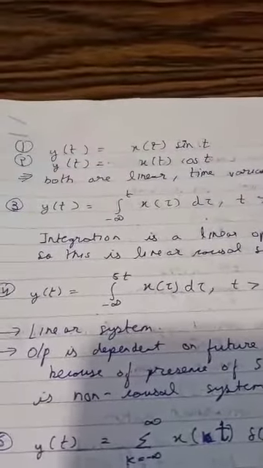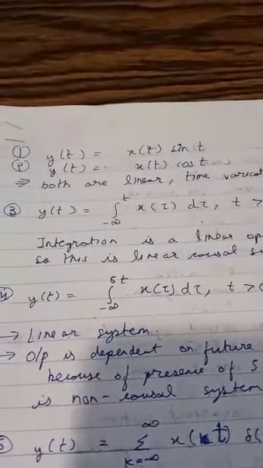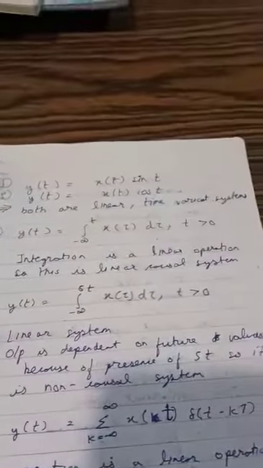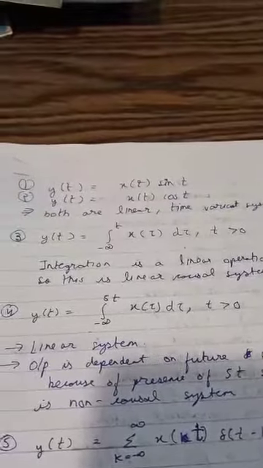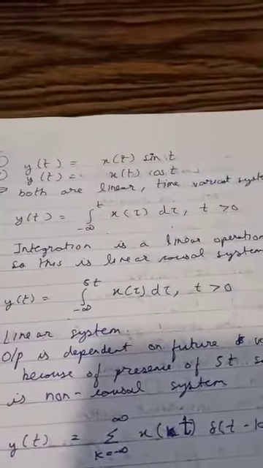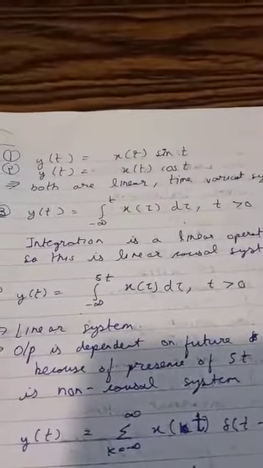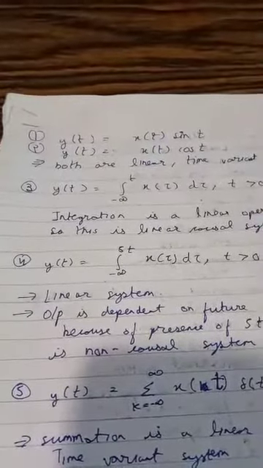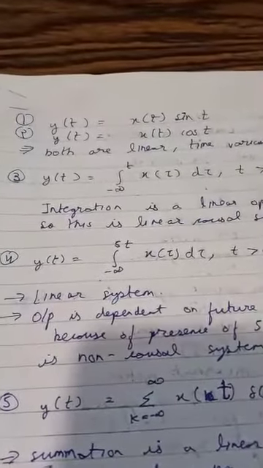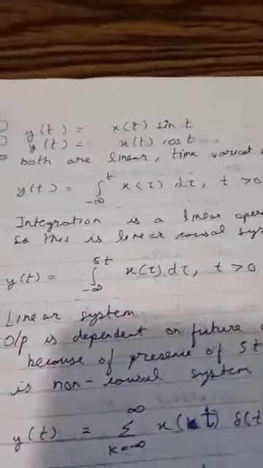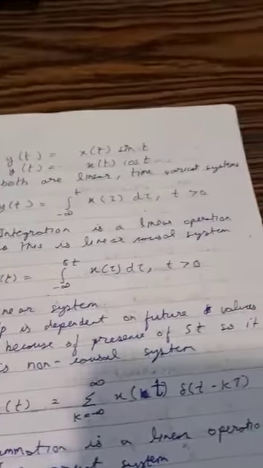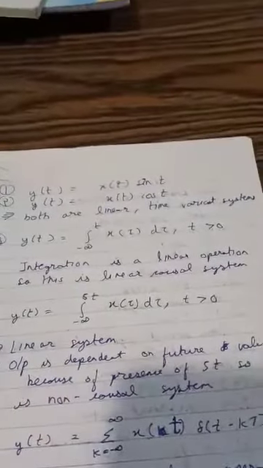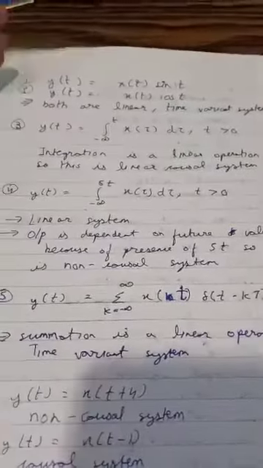The third question is y(t) = integral from minus infinity to t of x(t) dt, where t is greater than 0. Integration is a linear operation, so this is a linear system, and also a causal system because the output depends only on past and present values of input. Whereas in the next question, y(t) = integral from minus infinity to 5t of x(t) dt, t greater than 0, this is a linear system, but the output depends on future values of input because of the presence of 5t. So it is a linear non-causal system.